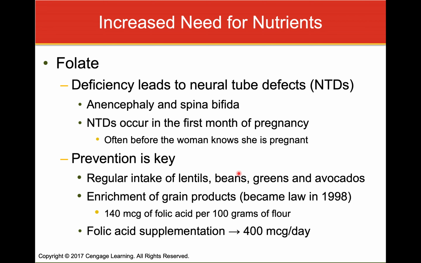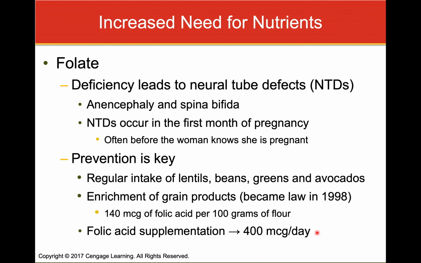We ensure we have a regular intake of folate-rich foods, things like lentils, beans, greens, and avocados. Another thing that has been helpful, and we've talked about before in this class, is the enrichment of grain products. So for folate or folic acid, that became law in 1998. And with this law, with any refined flour, it's required to add back in 140 micrograms of folic acid per 100 grams. So this is put into place to ensure that the folate status of Americans is good. And that's helpful because a lot of women who become pregnant were not planning to do so.